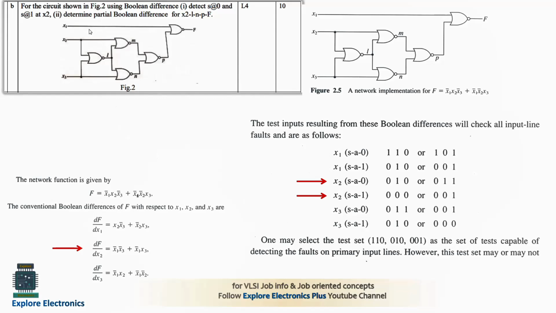In the second part they ask to determine the partial Boolean difference for this path. So let us see how to find that.